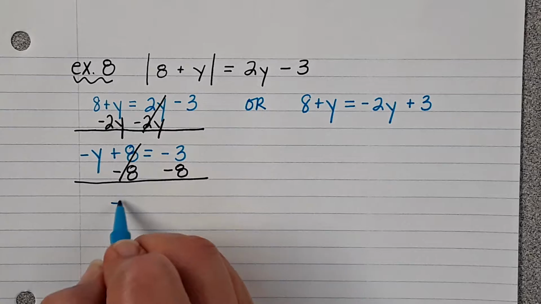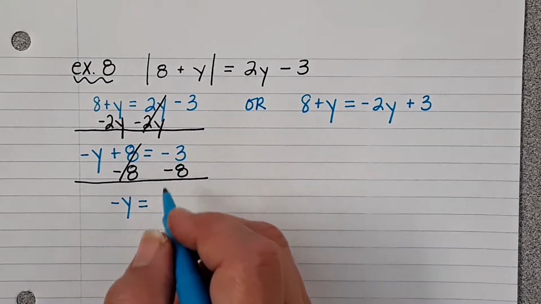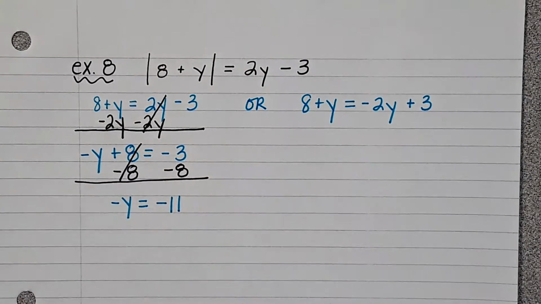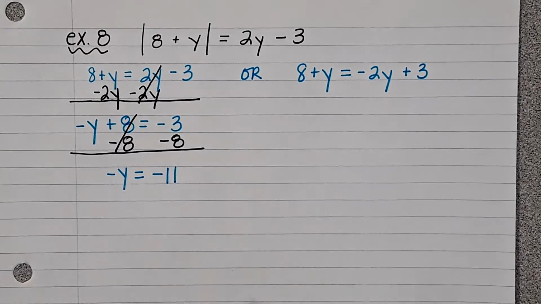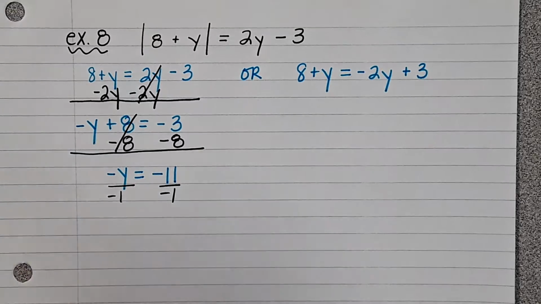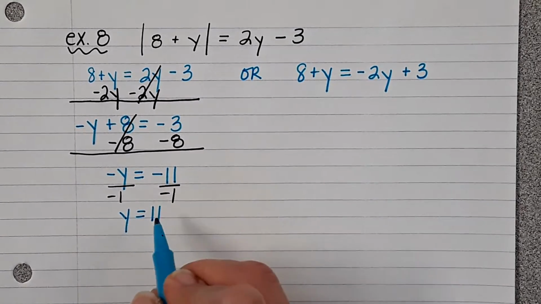And now I have negative y equals negative 3 minus 8. Now, can you leave your variable as a negative number? So I'm going to divide each side by negative 1. And y equals positive 11.